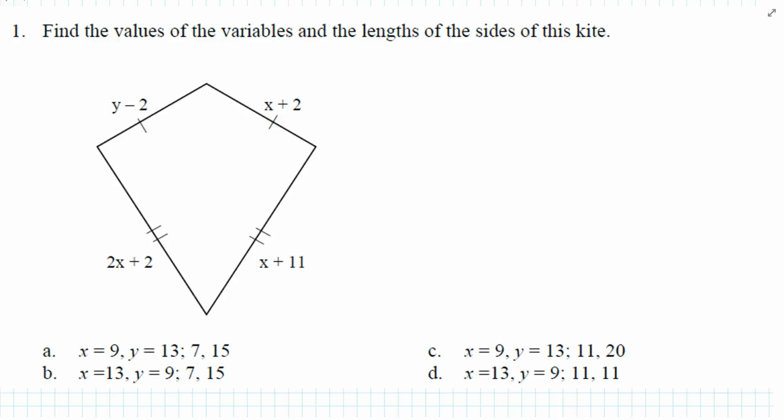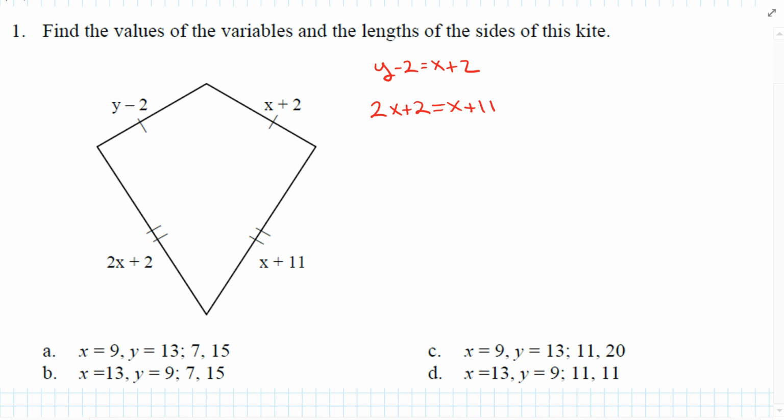Geometry final review. Question 1. Find the values of the variables and the lengths of the sides for this kite. So we know we have a set of congruent sides. So we know y minus 2 equals x plus 2. And the second set of congruent sides at the bottom, we see 2x plus 2 equals x plus 11.